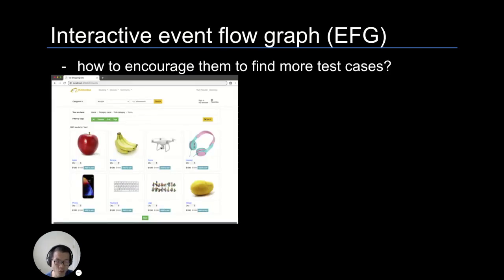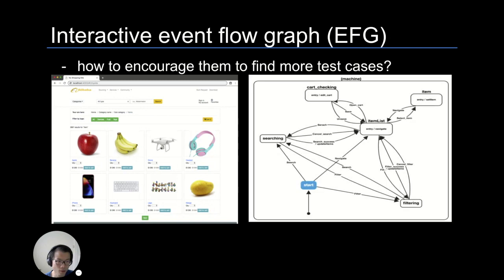To address the second challenge, we designed an interactive event flow graph, or EFG, to show existing navigation paths as a graph summary. This is an EFG that summarizes all the paths to fulfill a request on a shopping website. By interactive, I mean one can click on any discovered node to directly jump to the corresponding GUI state. This could save users the effort of going to each state one by one, helping them to explore subpaths more easily.